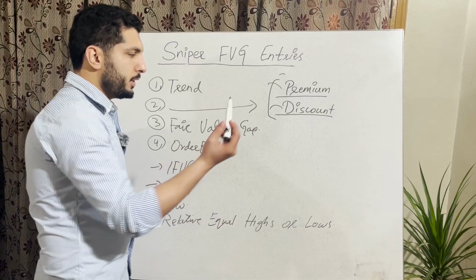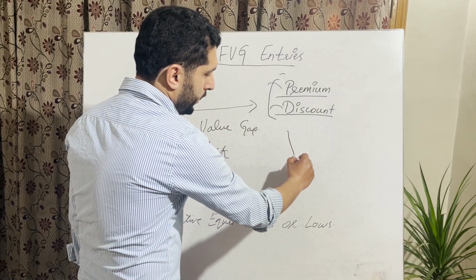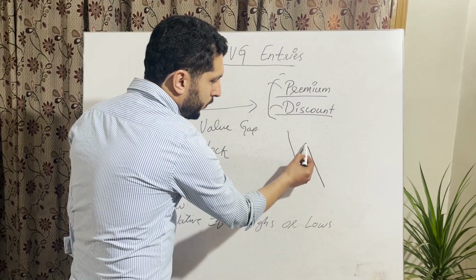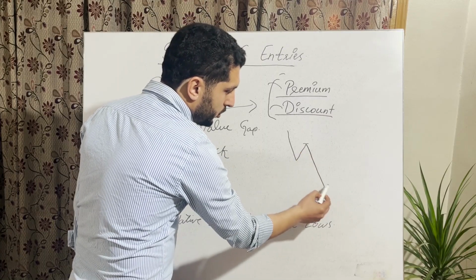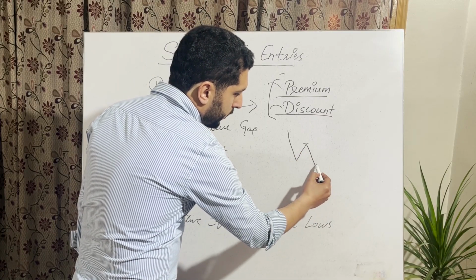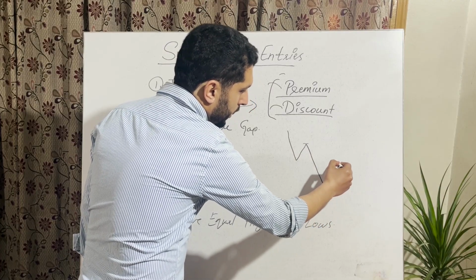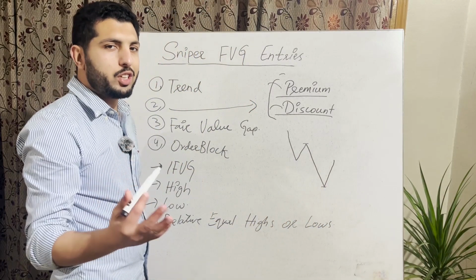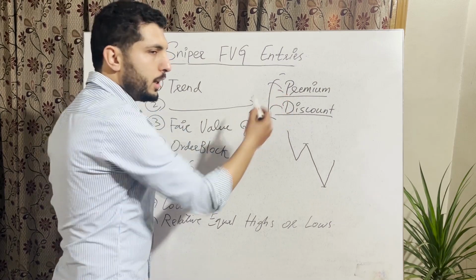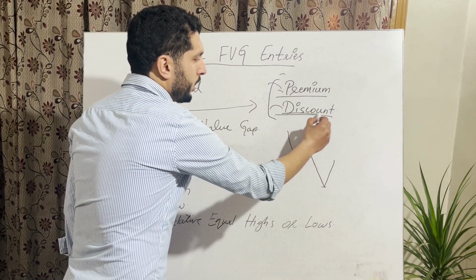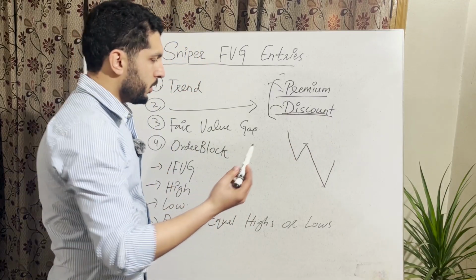For example, the market is trading to the downside. We measure this wave with the help of Fibonacci retracement, and this is the 50% area. The market retraces back to the premium area. We will only trade at the premium area in the downtrend. In the discount area, we will trade only in uptrends.